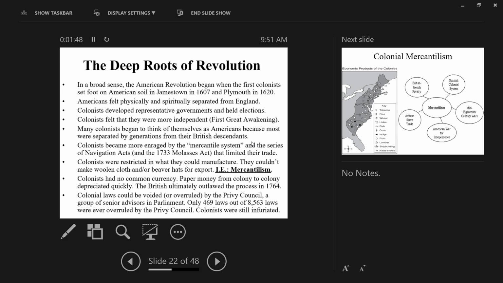And as we've already learned, all of these colonies have charters, all of these colonies have representative governments, and most of these colonies have a formation of a two-house legislature. Americans felt physically and spiritually separated from England. I mean, let's think about the spiritual side of this. We've also learned a whole lot of people came here for religious freedom. A lot of people came here for economic opportunity. A lot of people came here for the opportunity to own land. So there are a variety of reasons that people roll the dice to come to the New World.